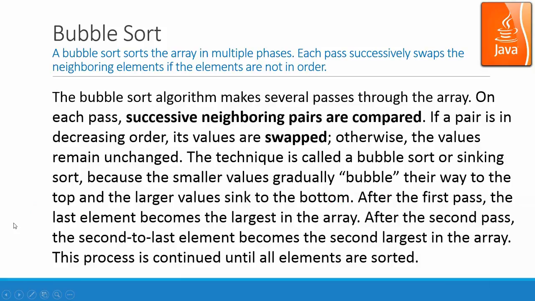After the first pass, the last element becomes the largest in the array. We call it sinking down, and we call it the heaviest element. After the second pass, the second to last element becomes the second largest in the array. The process is continued until all elements are sorted.